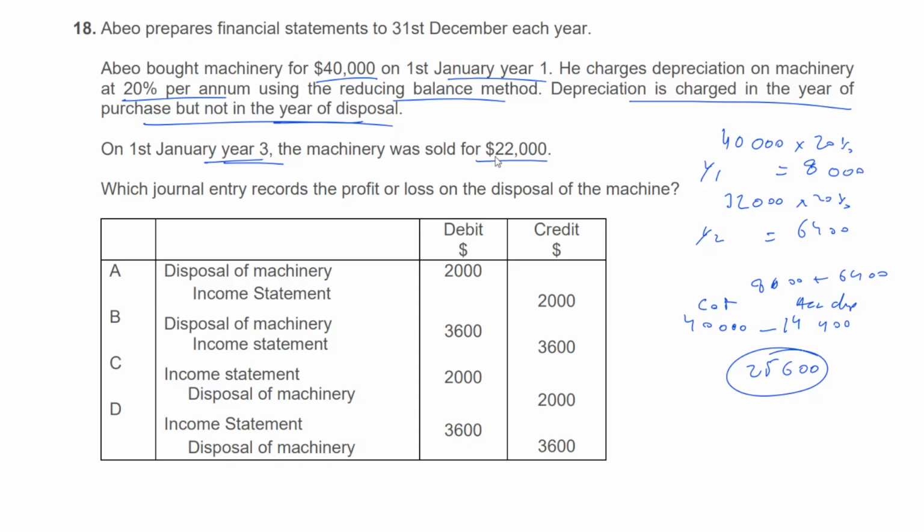How much did we sell it for? 22,000. Our net book value is higher than what we sold it for. So it's a loss on disposal. Of how much? It's 3,600. We can see that clearly. Basically 25,600 minus 22,000, that's 3,600. That is the loss on disposal, and loss is recorded as an expense in the income statement on the debit side. So there we go. D is the right answer.